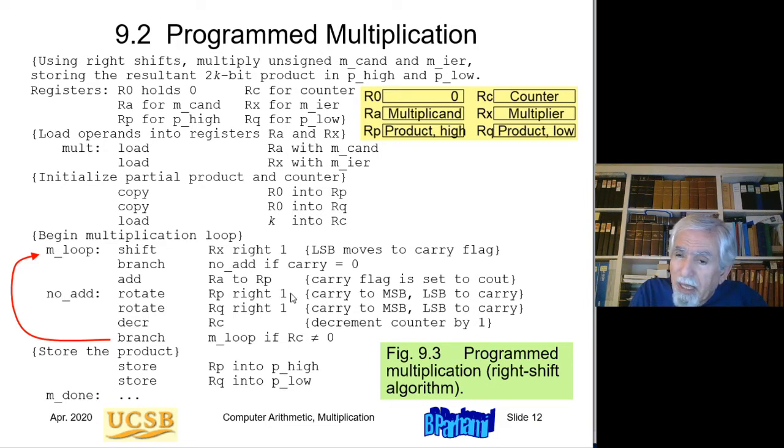So basically, if we have a 32-bit multiplication, this loop, which has quite a few instructions in it, will be executed 32 times. So we are talking about hundreds of instructions being executed for performing one multiply. So it's pretty slow. But if you read this program and understand how it works, it helps you understand the multiplication algorithm. That's why I've included it in this chapter, even though we don't really use such a program anymore.